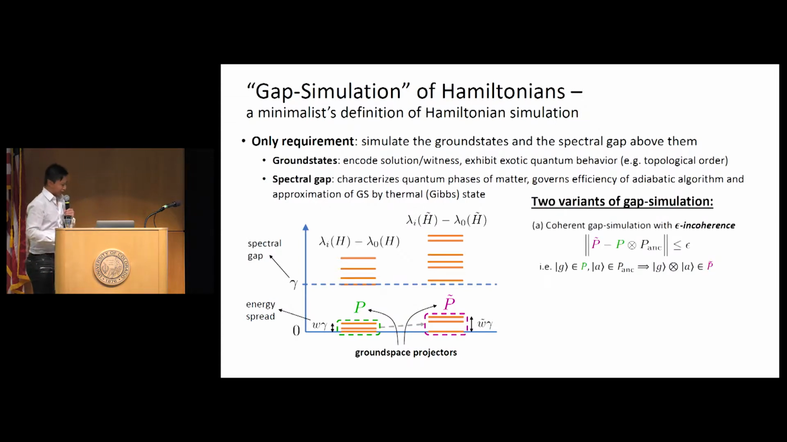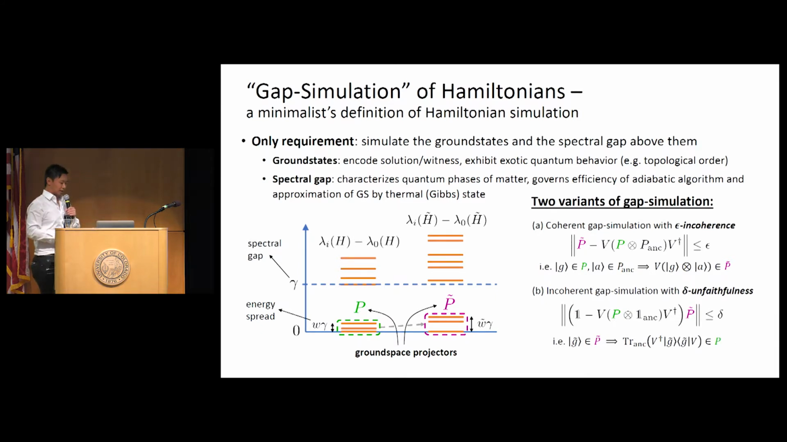Now, there are two variants of the definition of gap simulation that we give. The first one we call coherent gap simulation. And the error of this simulation is characterized by a small number epsilon that we call incoherence. The idea is basically that given any ground state in the original ground space, if we add some ancillary state, it should basically look like a ground state in the new Hamiltonian. And we also allow a more general definition where we allow some kind of encoding between the ground states by some isometry.